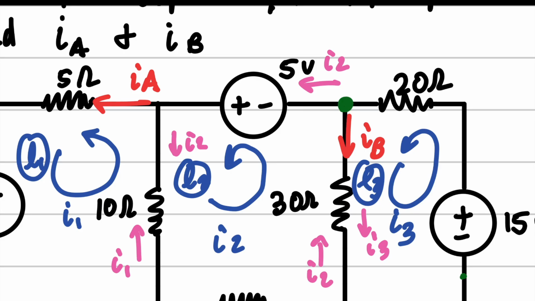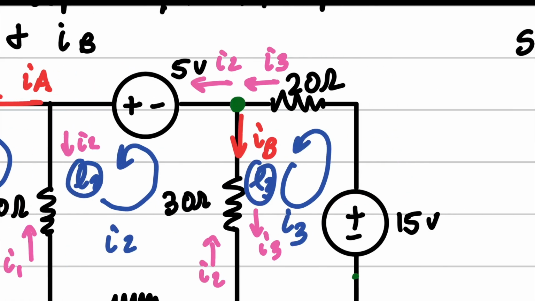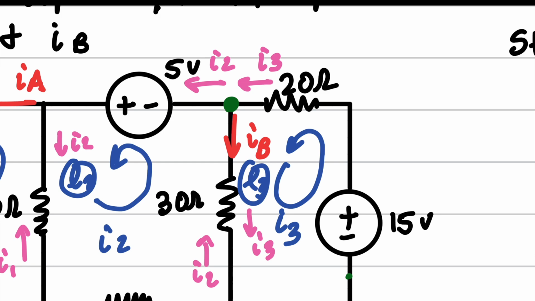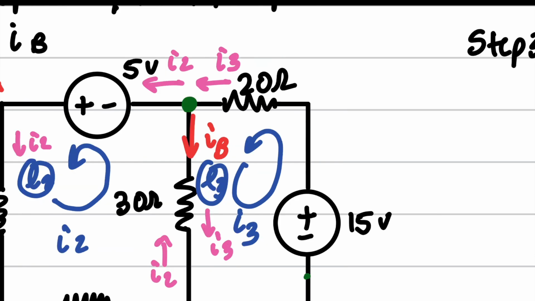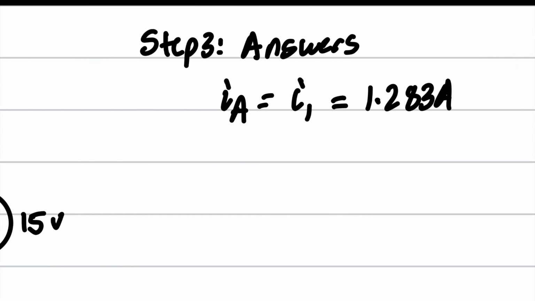Okay. And then I3, by our coordinate system that we picked, it just so happened to be physically true. I3 is going into the node. And then IB is our unknown, so we're just going to keep that as going out of the node as positive. So we're going to do a KCL right here.